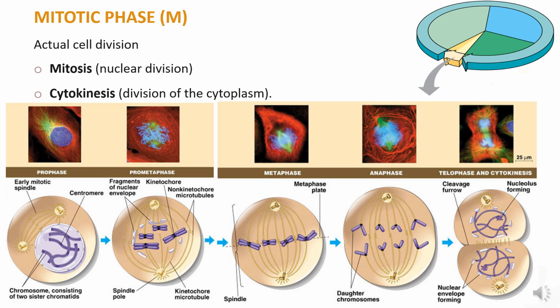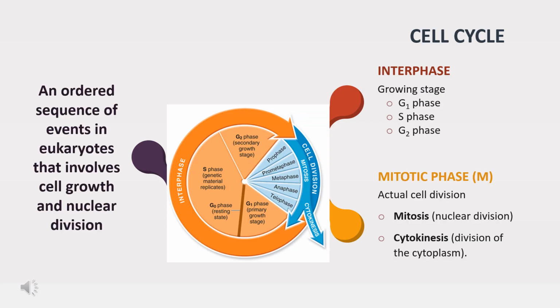Just now I mentioned mitotic phase. Do you know what is mitotic phase? Mitotic phase is the phase that includes mitosis or nuclear division that we call karyokinesis, then followed by cytokinesis, which is division of cytoplasm. Can we say that the process of cell division is part of cell cycle? Yes, that's right. Cell division is part of cell cycle.